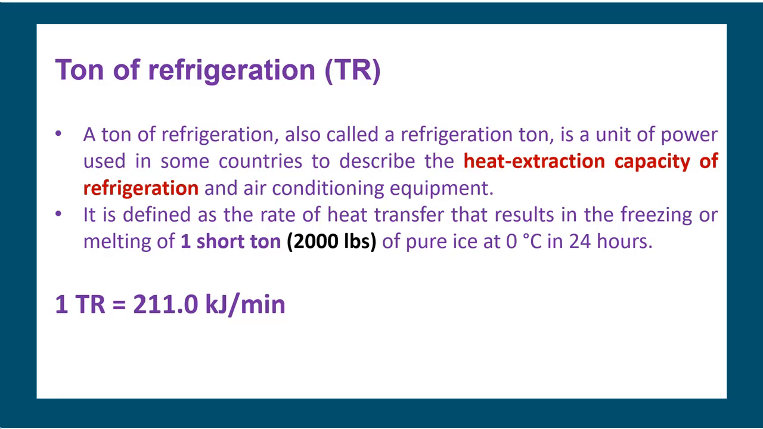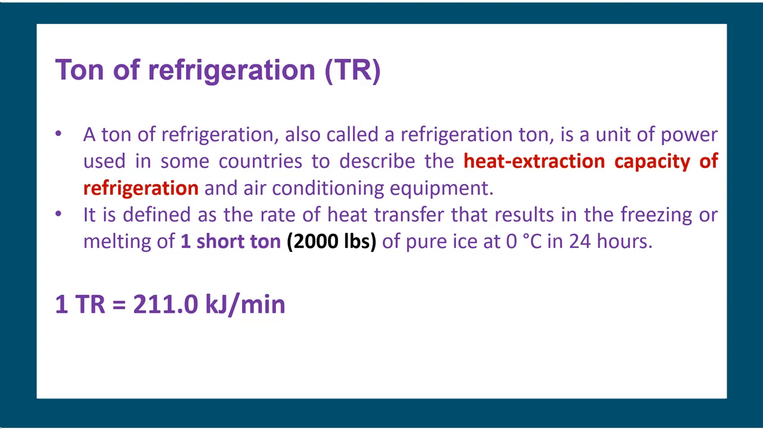So a ton of refrigeration, which is also called refrigeration ton, is a unit of power used in some countries to describe the heat extraction capacity of refrigeration and air conditioning equipment. Whether it is for refrigeration or air conditioning equipment, we have to describe the capacity to extract the heat. So that is called tons of refrigeration, or sometimes refrigeration ton.